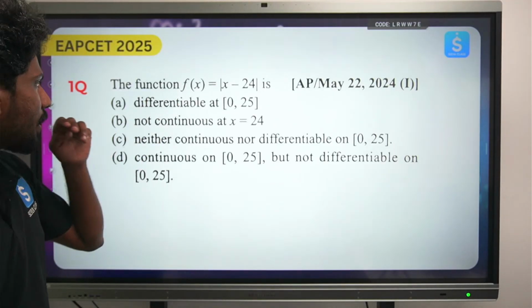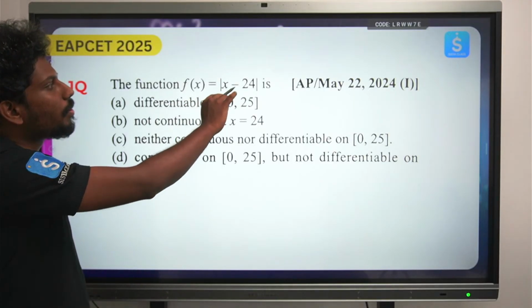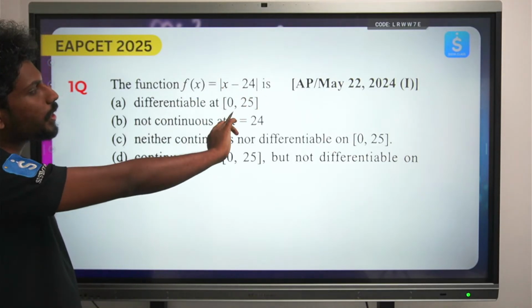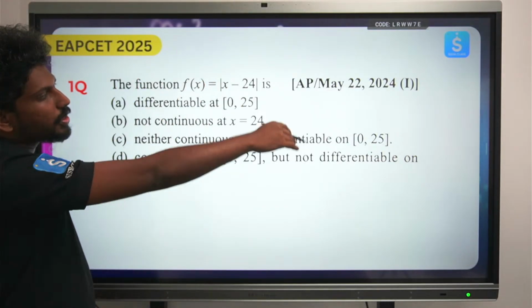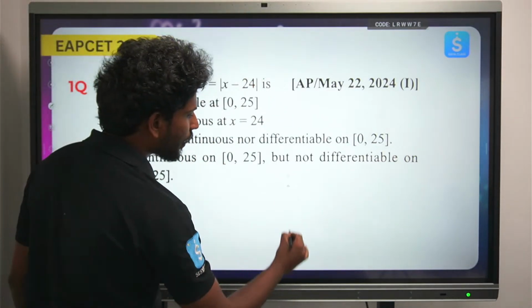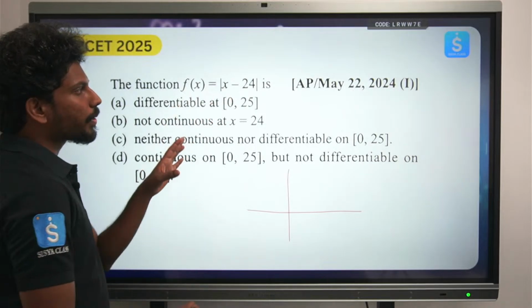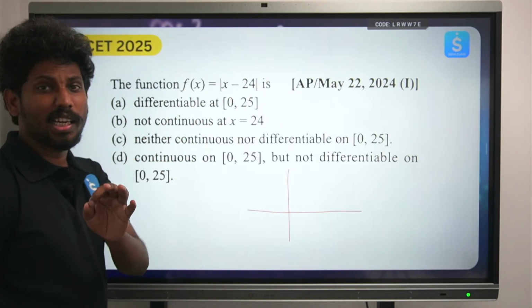Okay, now let's see the further question. f of x equals mod x minus 24 is differentiable at 0, 25. So he has said something. We don't really need to have any discussion about these; directly, I just said mod x is not a differentiable function at x equals 0.